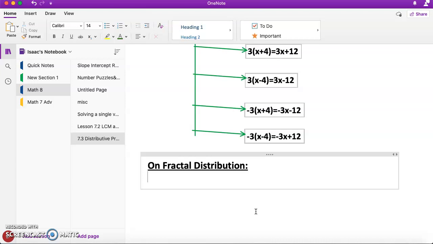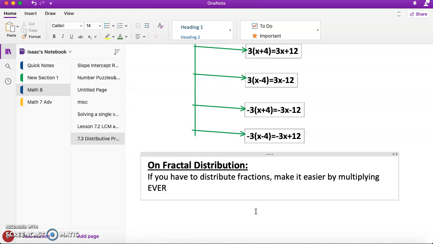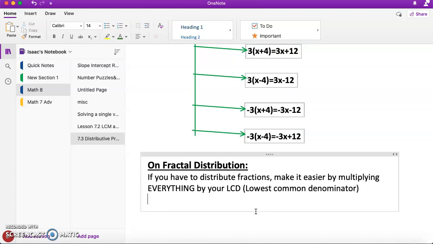Let's say I had, actually, before I even get to the example, if you have to distribute fractions, make it easier by multiplying everything by your LCD. That's lowest common denominator. This is a strategy that allows us to make an equation like this one in our first example into one kind of like these up here with the green arrows next to them.